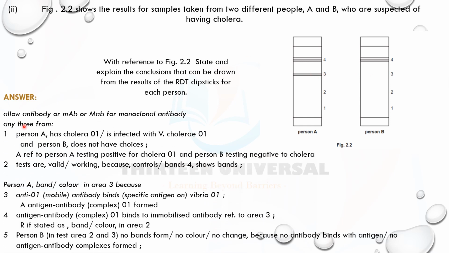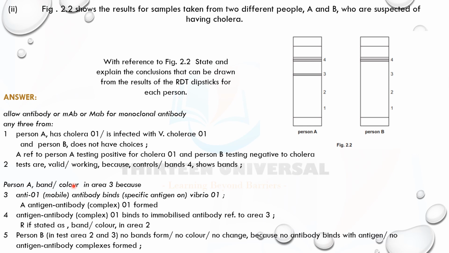So you can see that person A is infected with cholera, because this is where we immobilize antibody against the antigen-antibody complex of O1. This 3 region from the beginning. If it forms a line here, that means person A is infected with cholera O1, and person B does not have it. As a reference, one person tests positive for cholera and the other negative. The tests are valid and working because we have control 4 here.